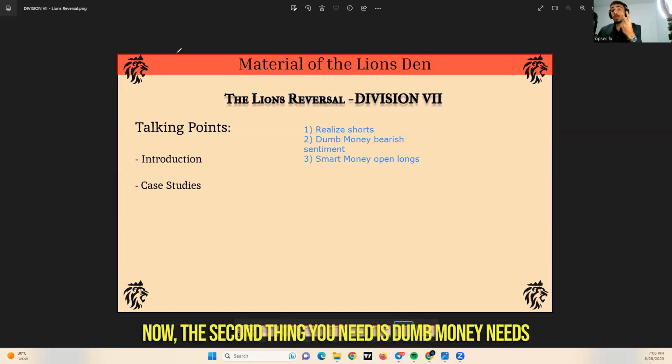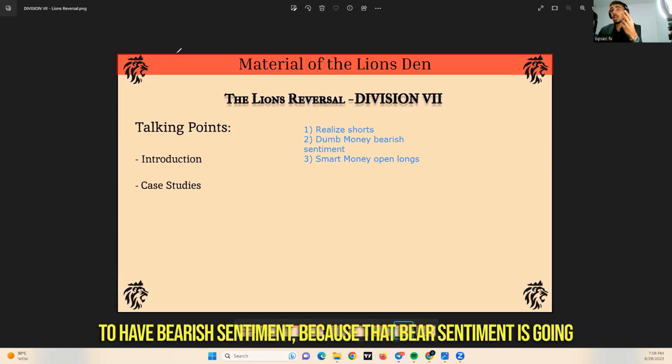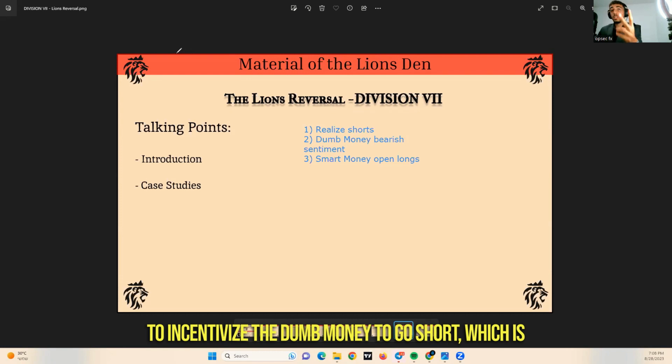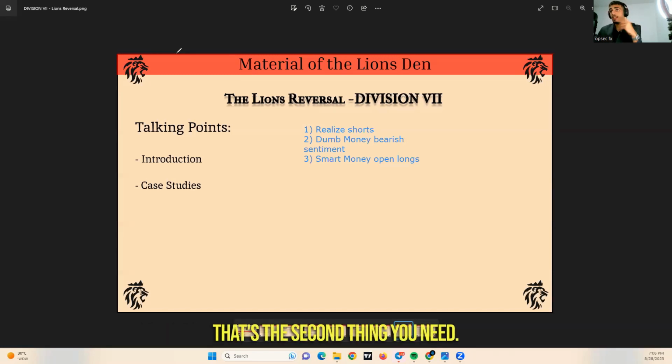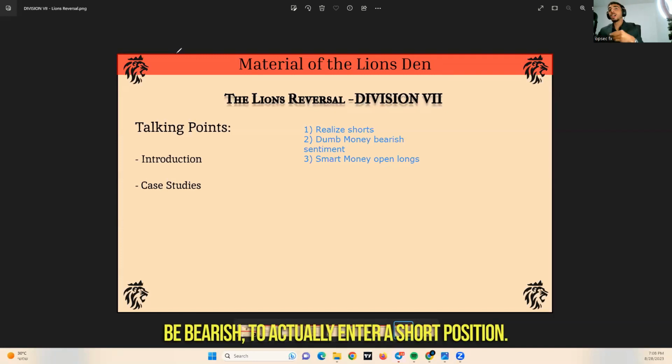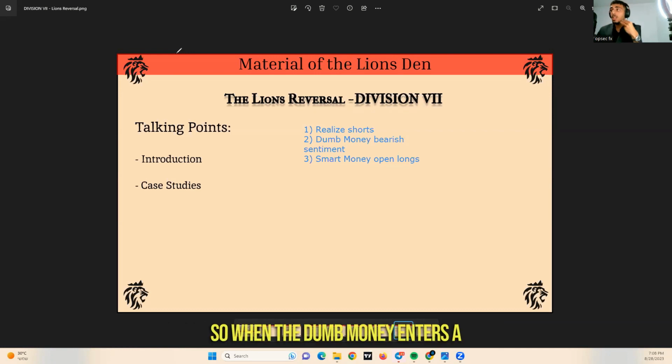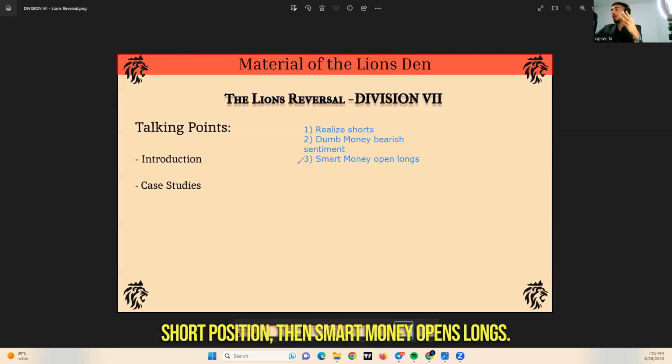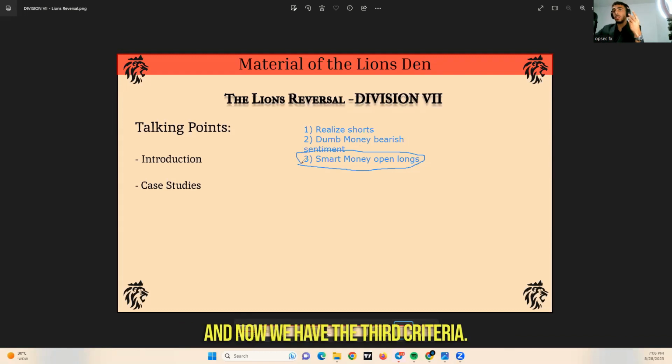Now, the second thing you need is dumb money needs to have bearish sentiment, because that bearish sentiment is going to incentivize the dumb money to go short, which is going to allow the smart money to open longs. Okay, that's the second thing you need. Now, the third thing you need is for dumb money to act on that sentiment. So you need dumb money not to just be bearish, but to actually enter a short position. When the dumb money enters a short position, then smart money opens longs, and now we have the third criteria. Now, I'm going to show you how we apply this criteria on the charts.